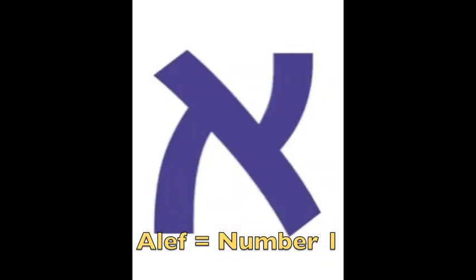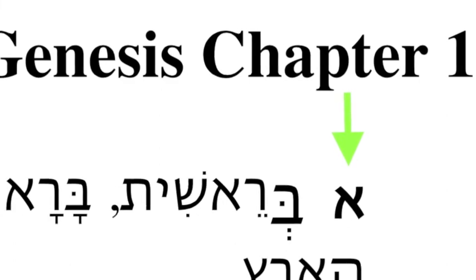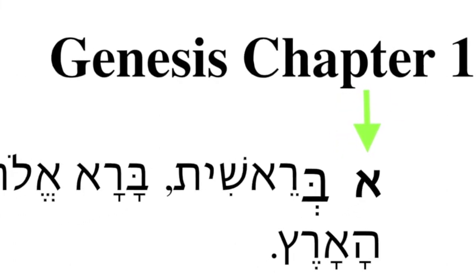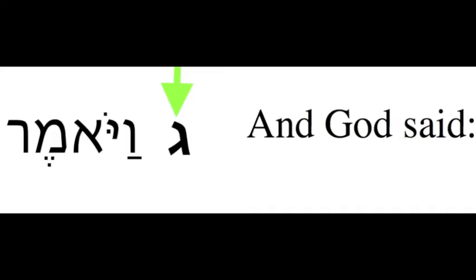The Hebrew letters also have numerical values. The Aleph, which we learned in Lesson 1, is used in place of number 1, as you see here in the first verse of Genesis. The Bet is used in place of number 2, as shown here in Genesis verse 2. And the Gimmel is used in place of number 3, as shown here in Genesis verse 3.